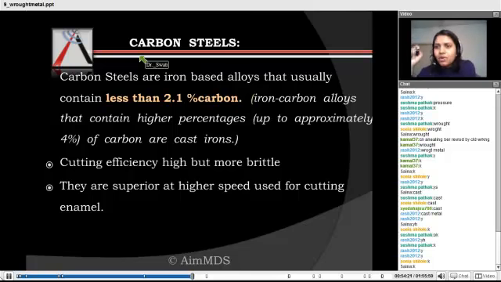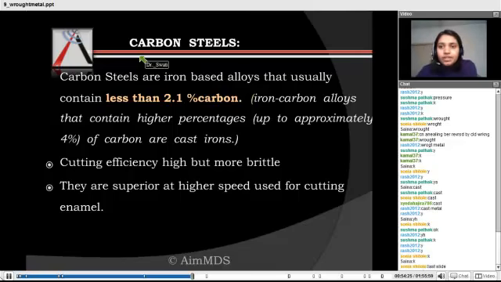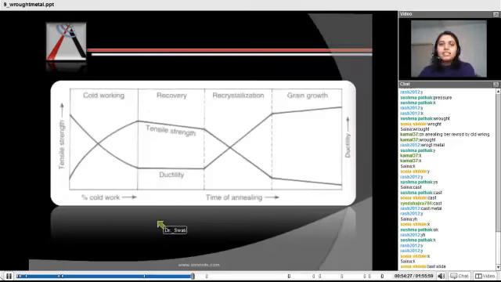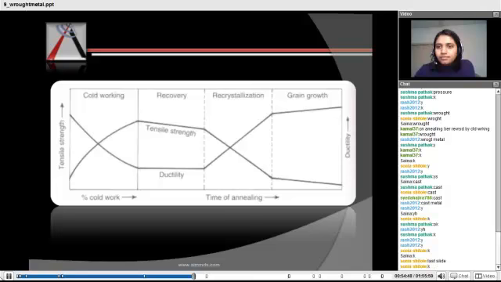Now, we use steel a lot. You all must agree to that. All the orthodontic wires, everything we use is in steel. Sonia, I'll just go back to the last slide. Okay, shall I move on?